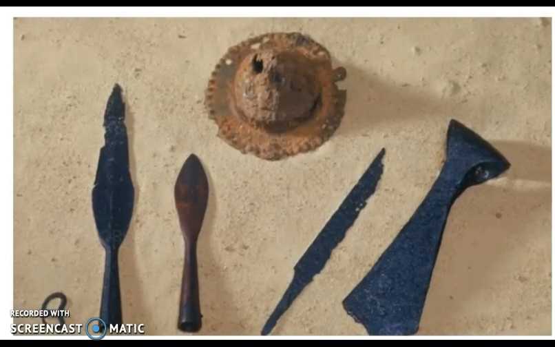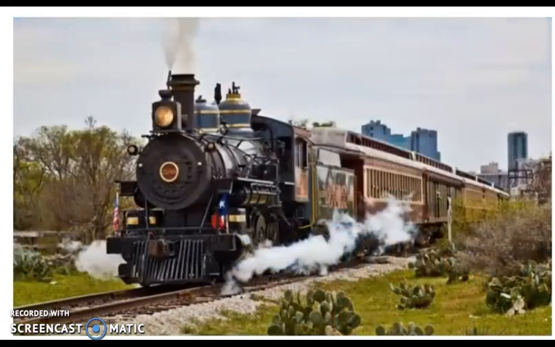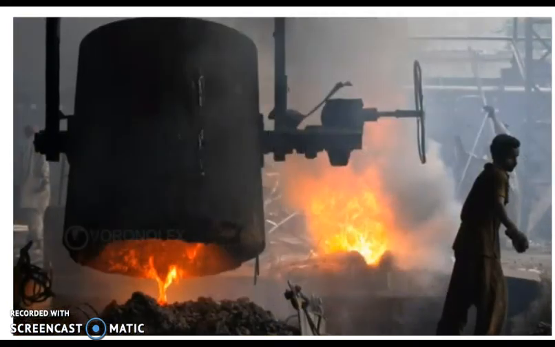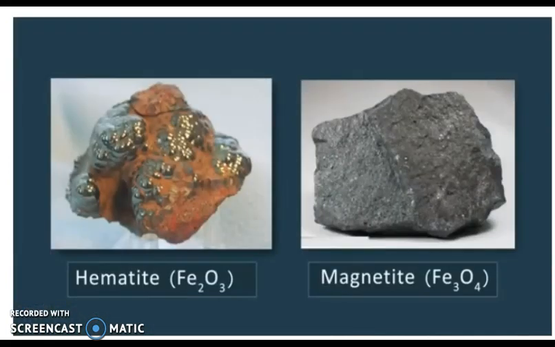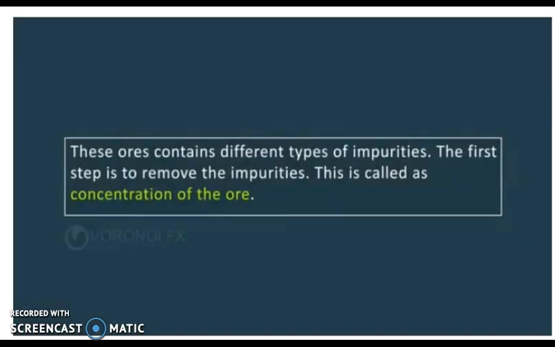It has been 5,000 years that man is using iron. Iron is the second most abundant metal in the earth. The most important ores of iron are hematite and magnetite. These ores contain different types of impurities. The first step is to remove the impurities. This is called concentration of the ore.